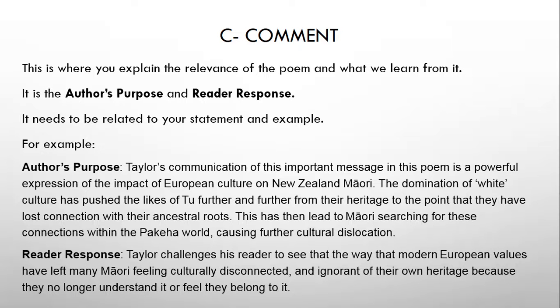And then I have my reader response. Taylor challenges his reader to see that the way modern European values have left many Māori feeling culturally disconnected and ignorant of their own heritage because they no longer understand it or feel they belong to it. So that's me explaining what we take from this author's purpose. So this is what Taylor's trying to do. So what do we understand? What are we supposed to learn from it? What are we supposed to take from it now that we've read it? So author's purpose and reader response make up your comment section.